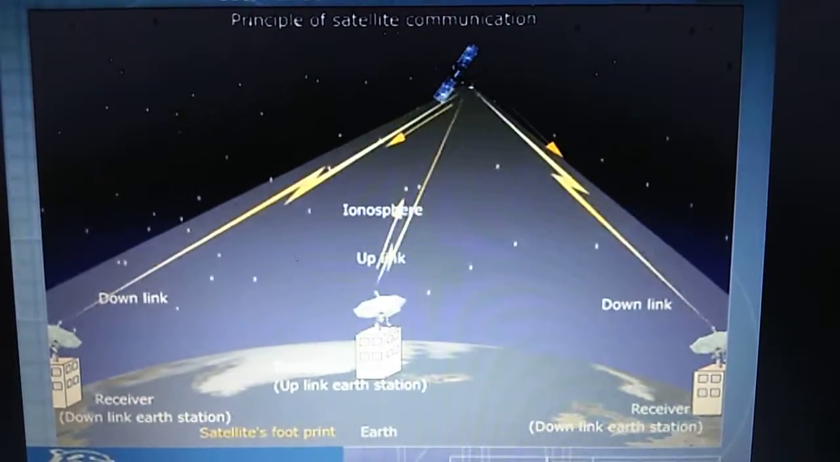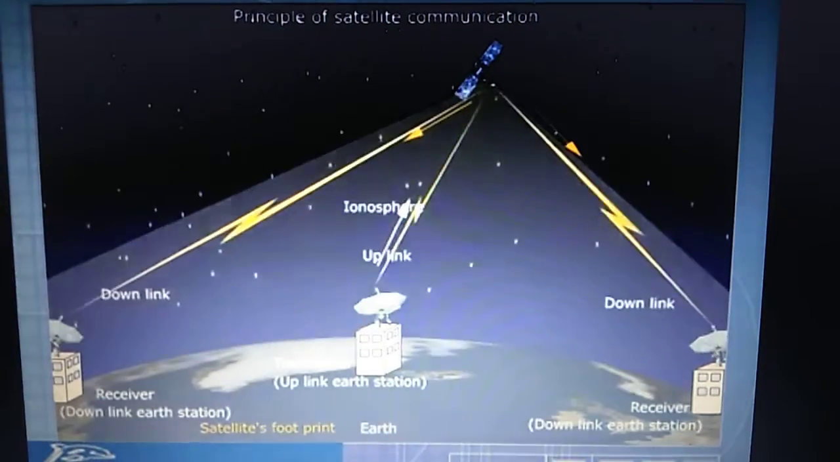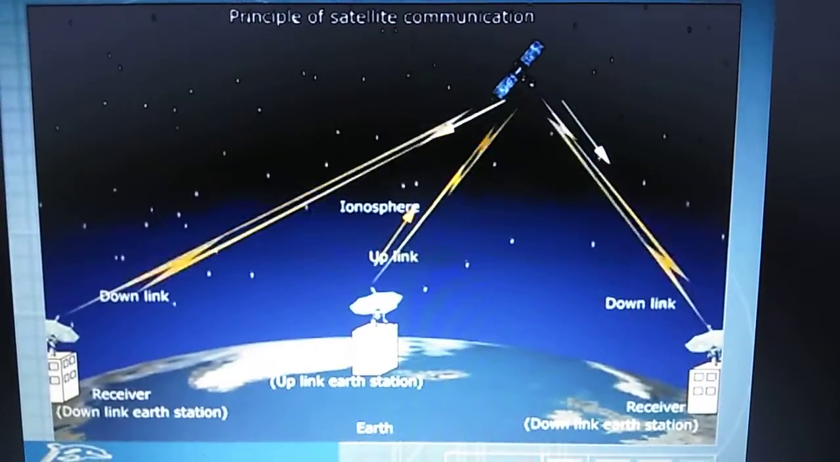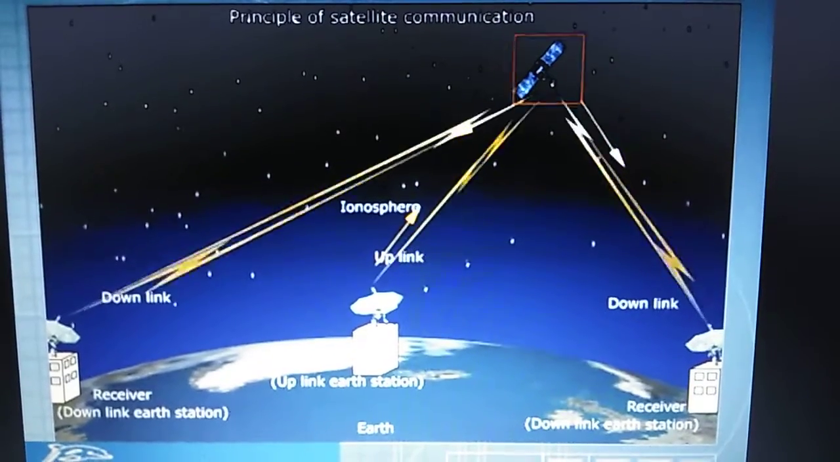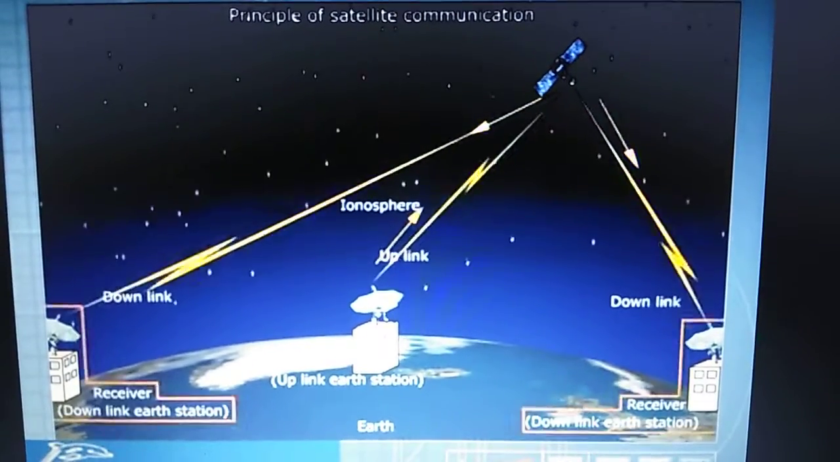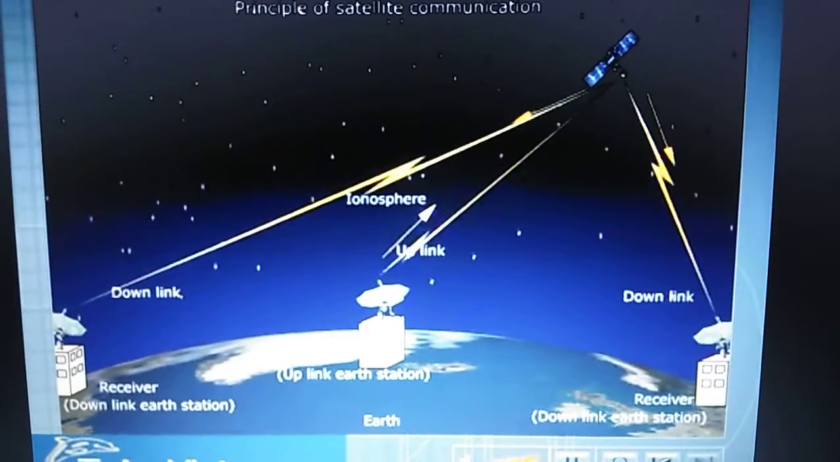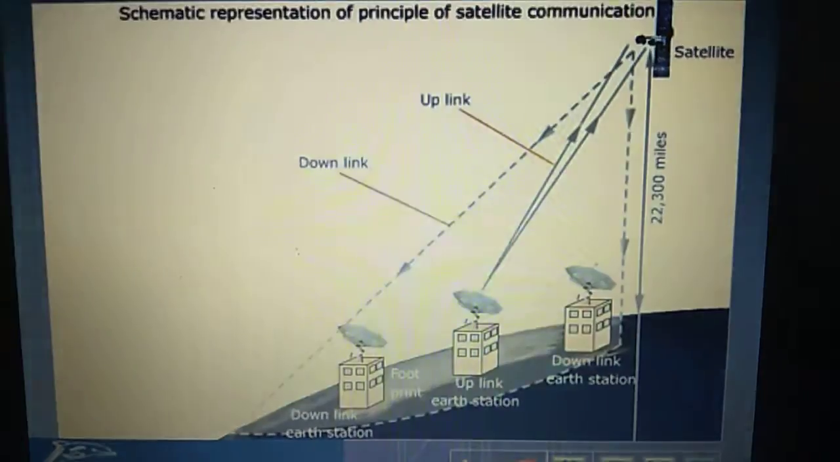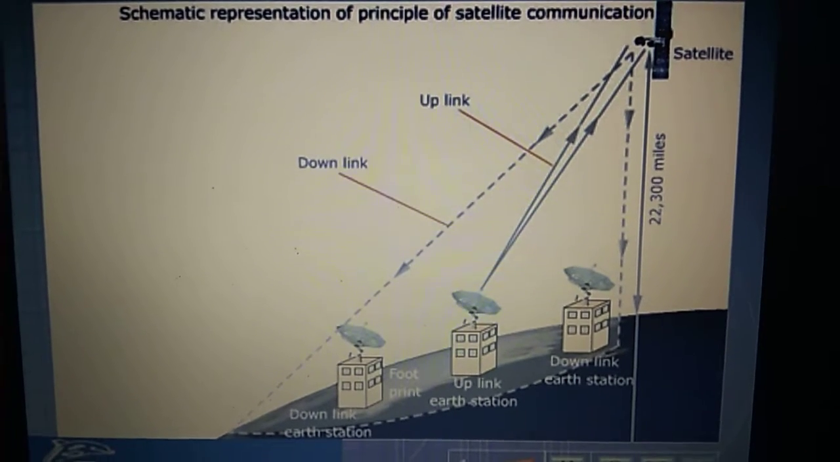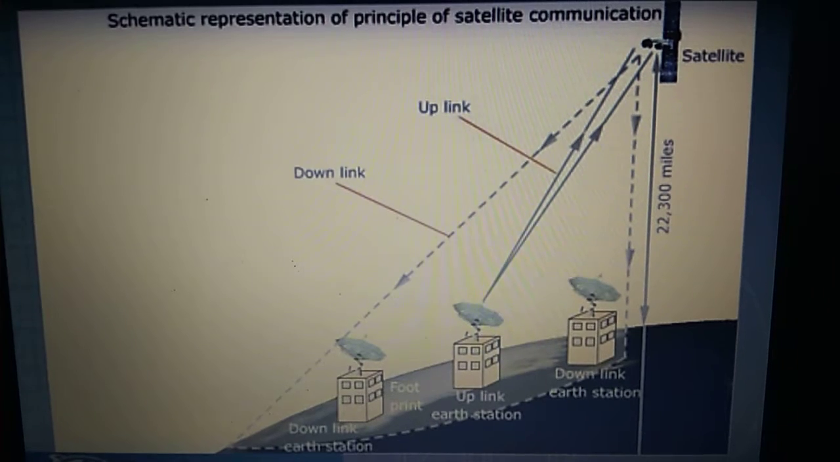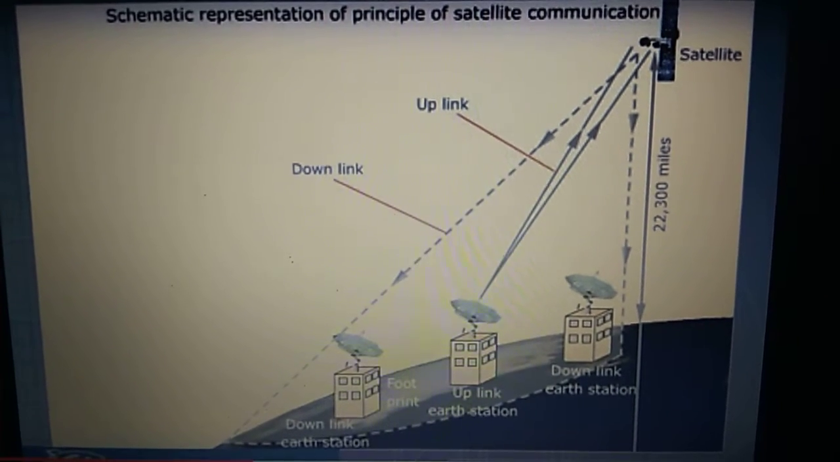These retransmitted signals are then received by other Earth stations in the coverage area of the satellite. The area which receives the signals from the satellite is known as the satellite's footprint. The transmission system from the Earth station to the satellite is called uplink, and the transmission system from the satellite to the Earth station is called the downlink.